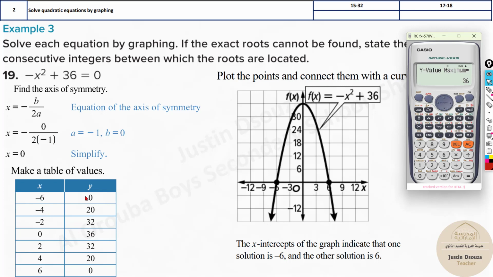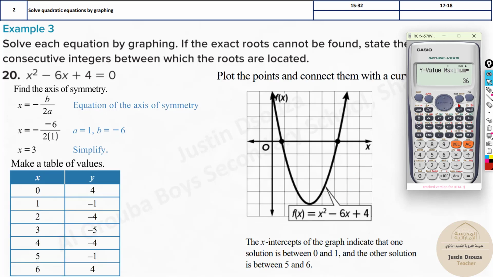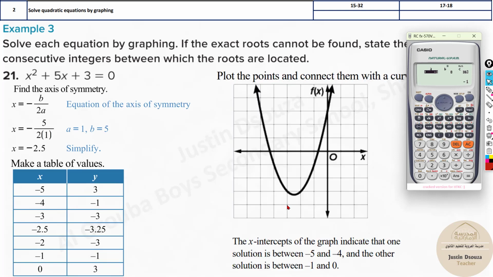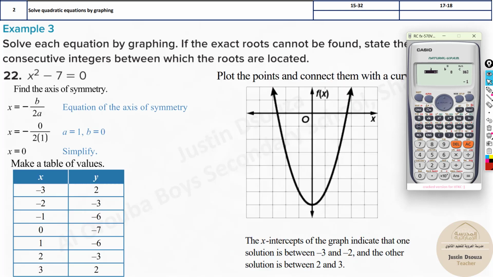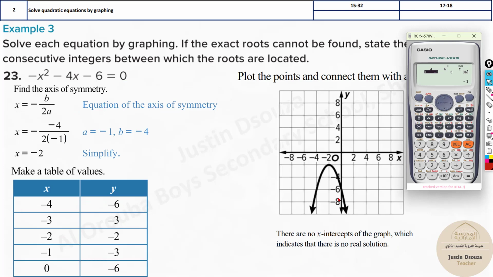Minus 6 is having value of y as 0 and 6 is having y as 0. That means they are the x-intercepts and they are the solutions. Same way, please do try the other problems by yourselves and check the answers over here. So these are the answers. You can pause the video or you can just refer to the presentation. So very straightforward problems again.